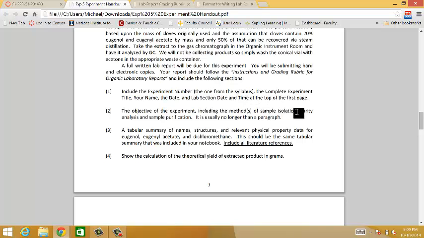Did we do any sample purification, such as recrystallization, chromatography, distillation? And then did we analyze the product for purity, and if so, how? Melting point, boiling point, refractive index, TLC, GC. And it's usually no longer than a paragraph. So that's the first real part, the objective.